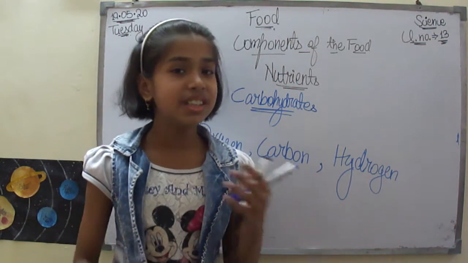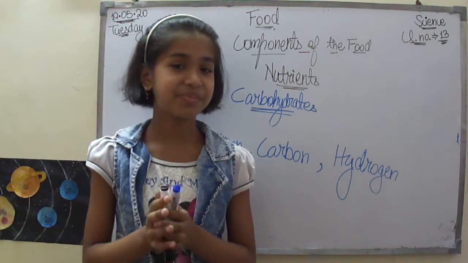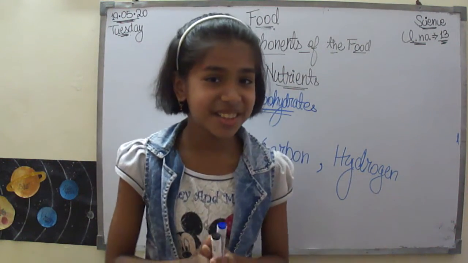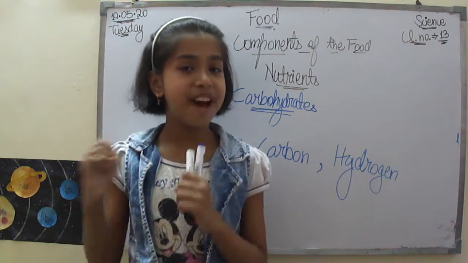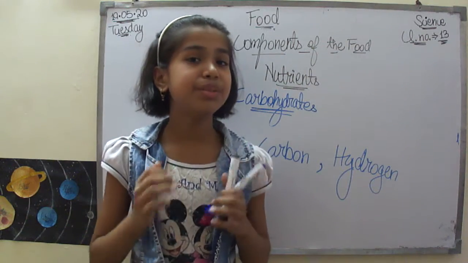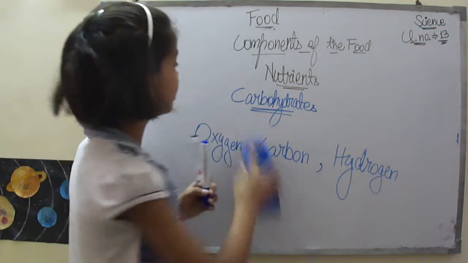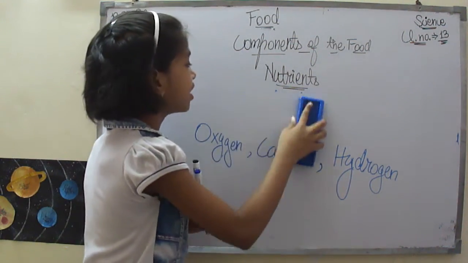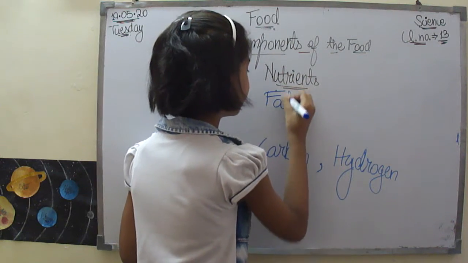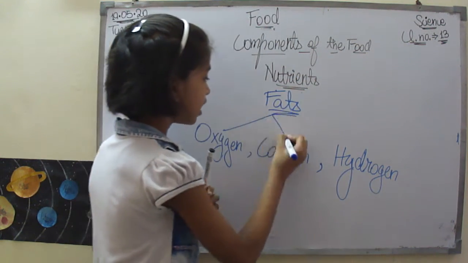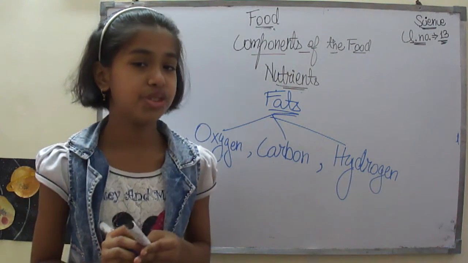Let's move on to the other energy giving nutrient. Let's see. So that is the fats, of course, right? As you know, the carbohydrate and fat both give us the energy. So the fat, let me write down that. So the fat is made up of these three things, as you can see: oxygen, carbon, and hydrogen.